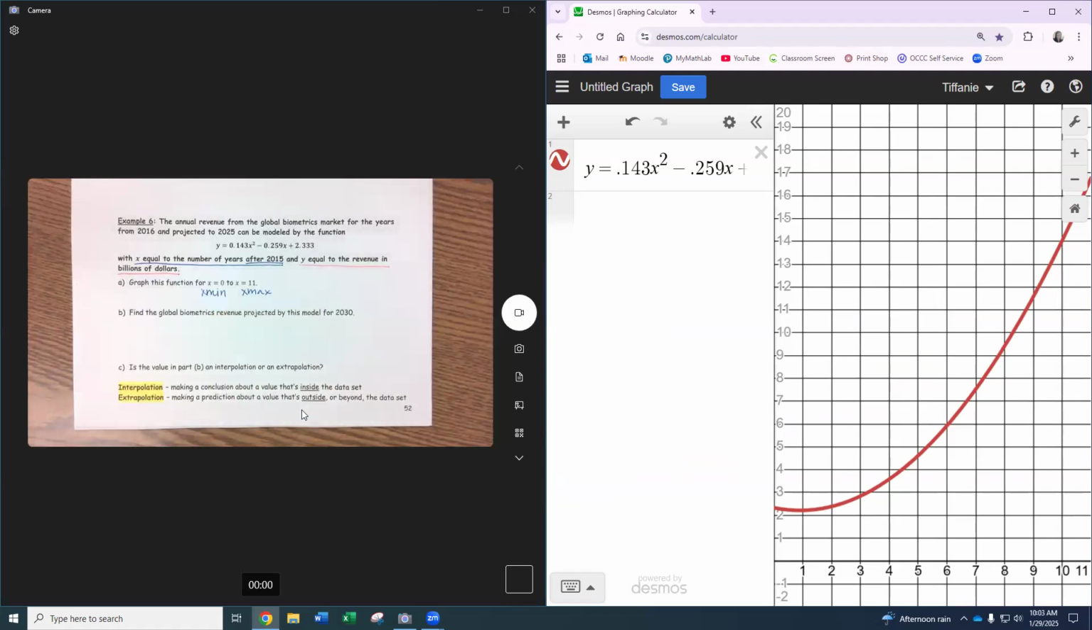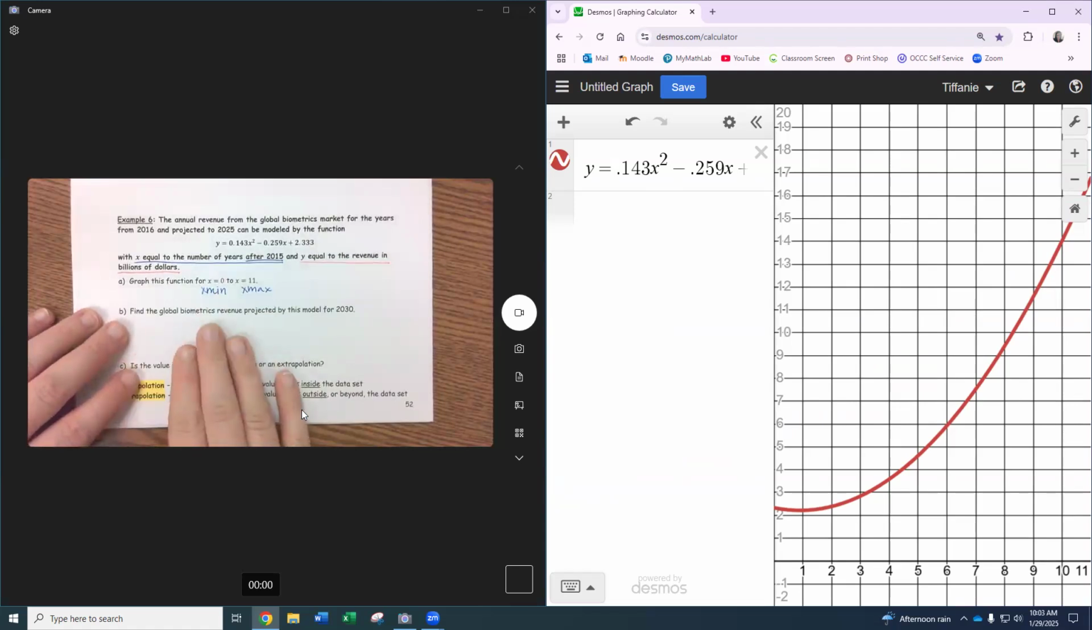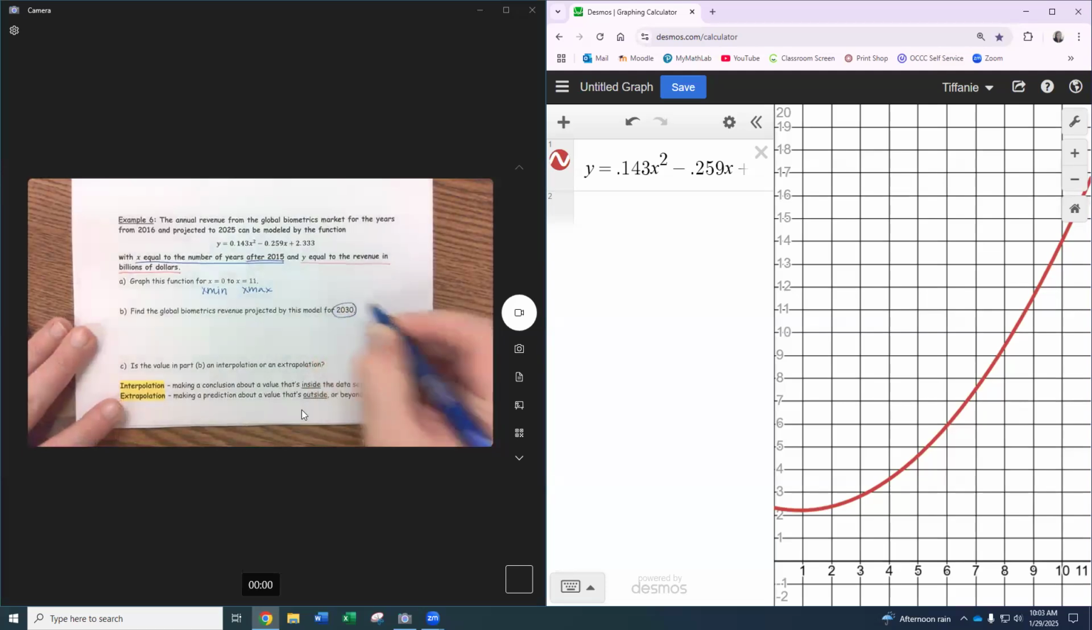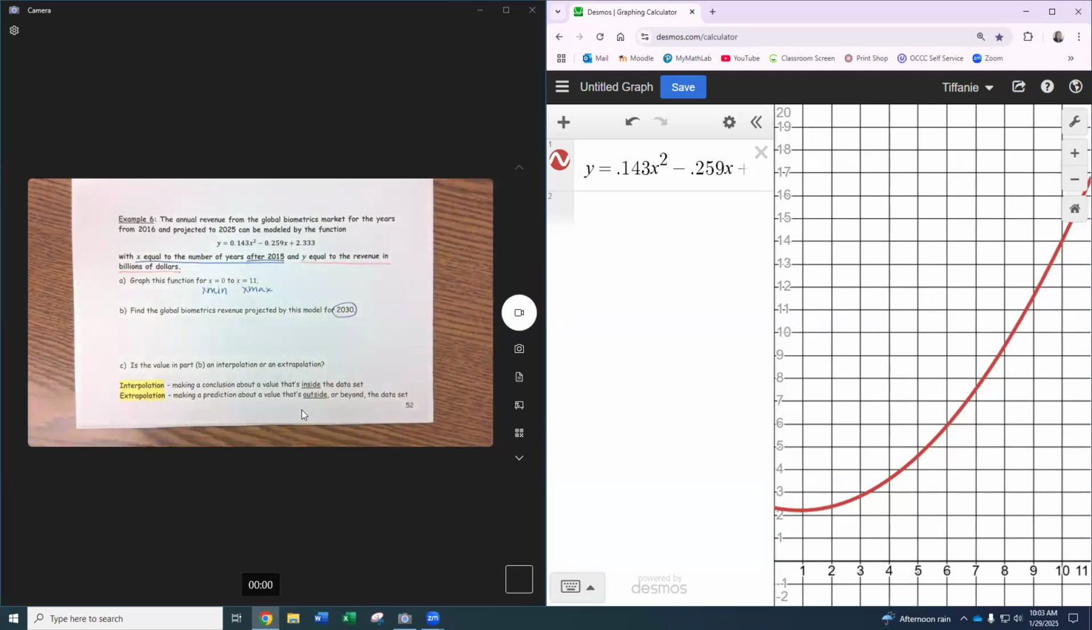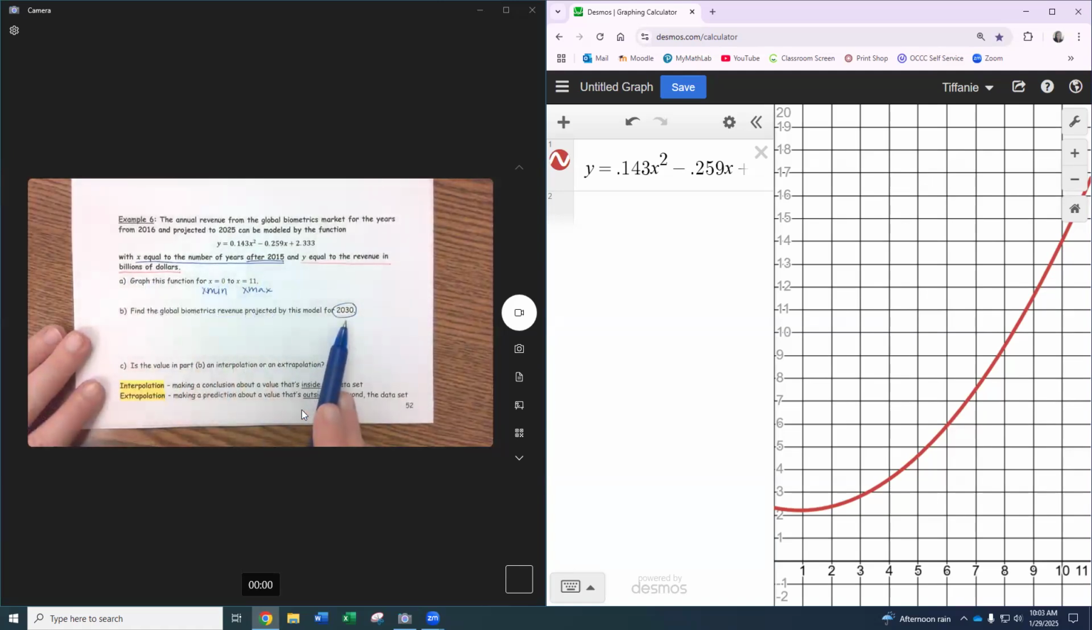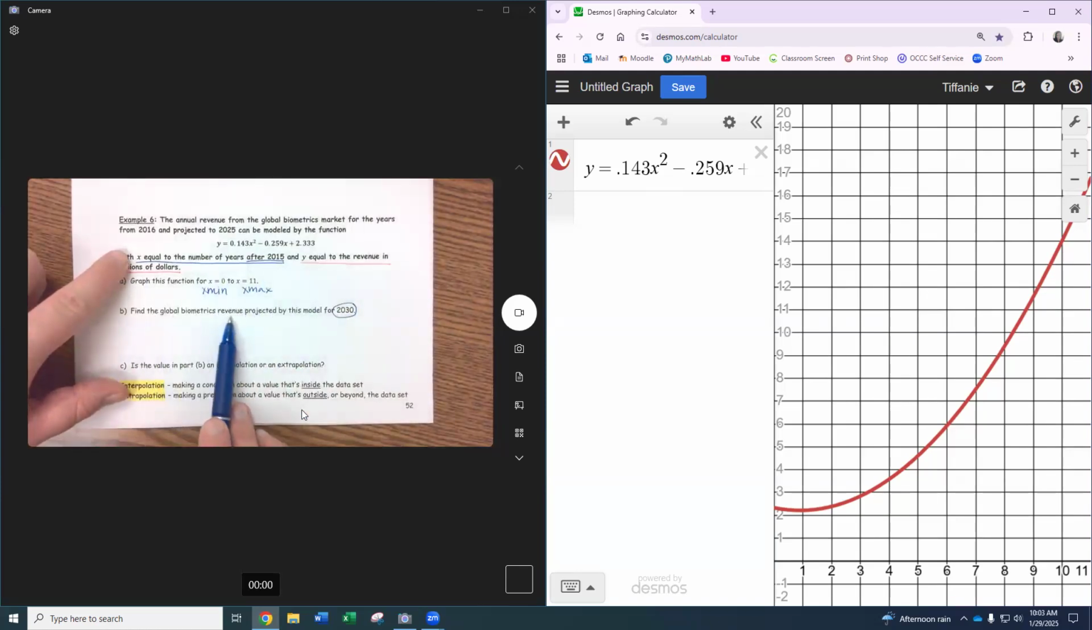Sorry, let's go to part B. We'll circle back to what I want to talk about for part C. This says find the global biometrics revenue projected by this model for 2030. If I am in 2030 here, is this representing my x or my y? Well, x is the number of years after 2015, because we're talking about a year. So we're talking about x. And it wants me to find the global biometrics revenue, so I'm finding y, because y is my revenue here.